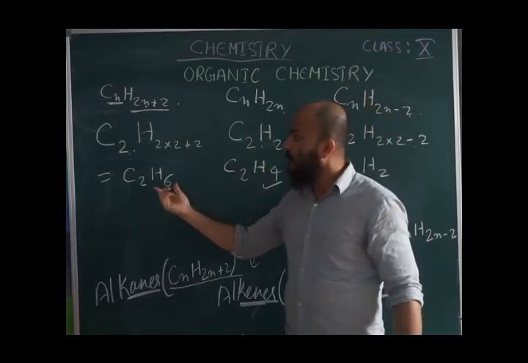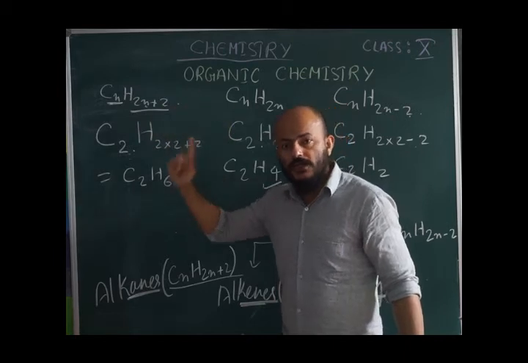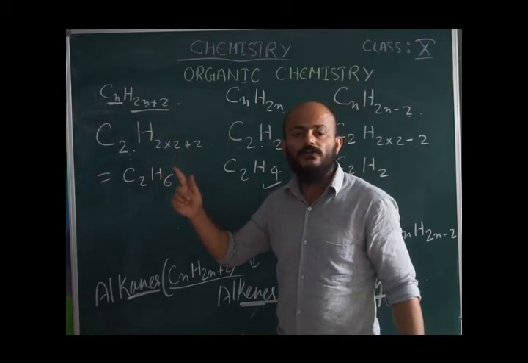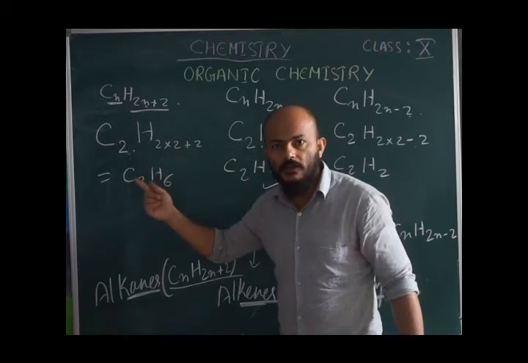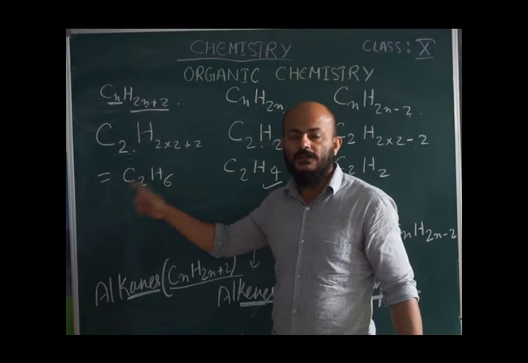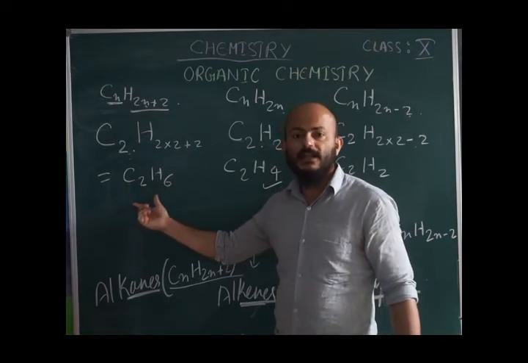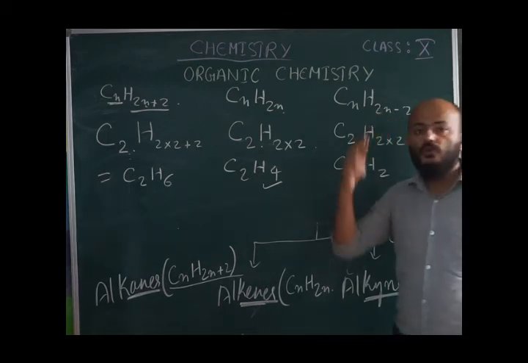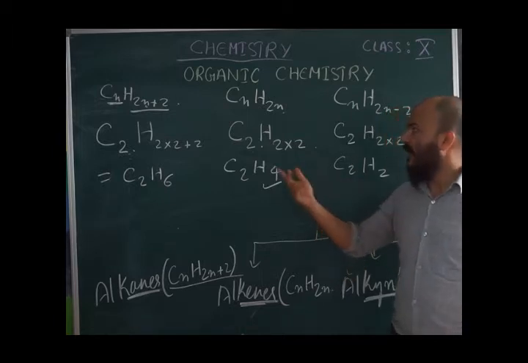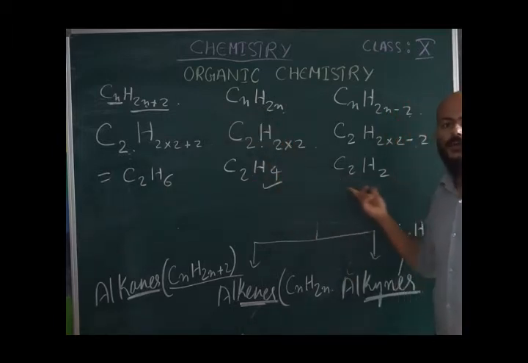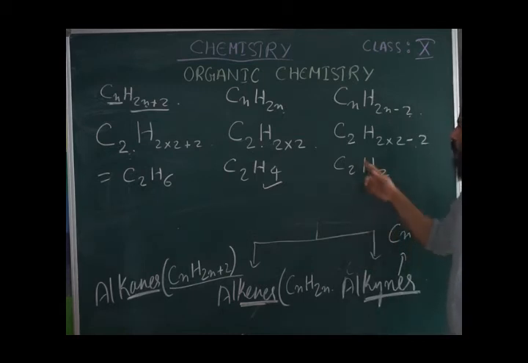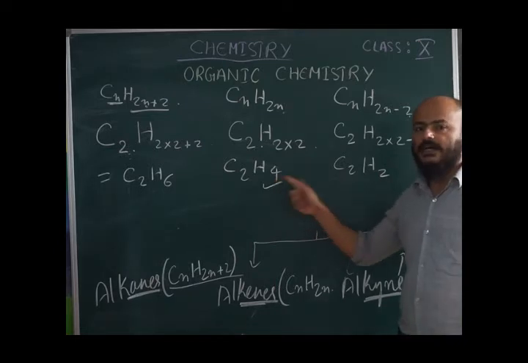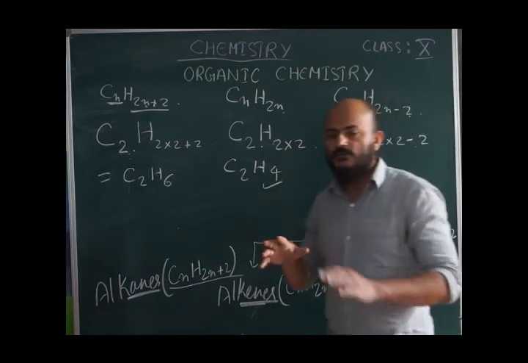Now here, for a compound to be alkane, the number of hydrogens should be 2 more than the double of the number of carbon atoms. If that is the case, that is alkanes. And if the number of hydrogen is 2 less than that of the alkane, then that would give you alkyne. So here, C2H2. That means the number of hydrogen atoms is 2 less than its double. Because of that, this is alkyne. So this is how you have to remember.